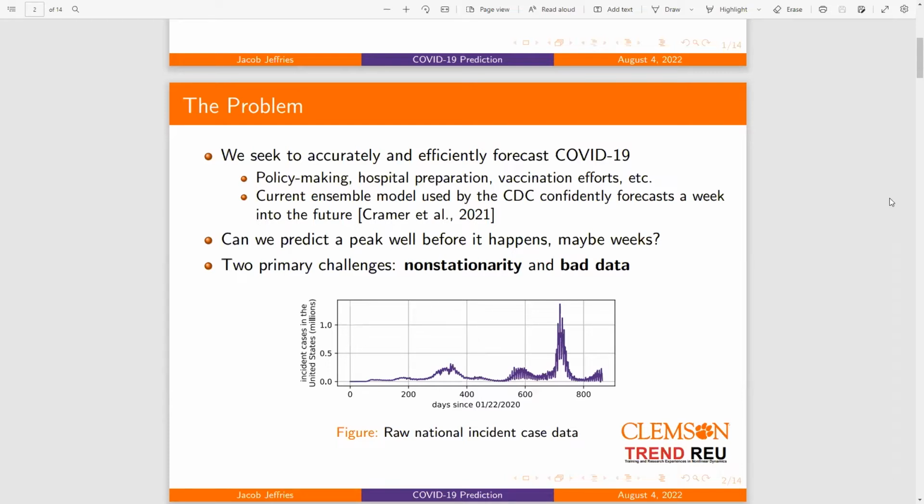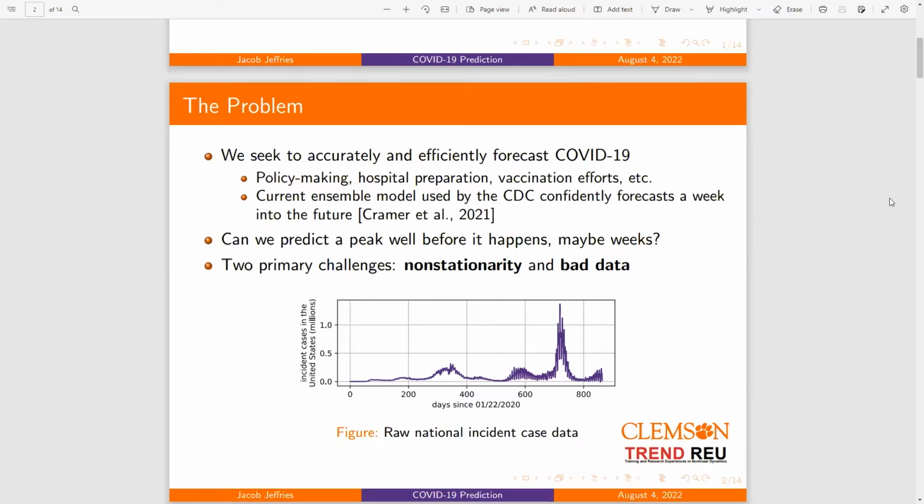In terms of non-stationarity, if we try to use past data to predict COVID, there are a lot of very flat regions. In general, the pandemic is changing. This plot is incident cases in the US, so new cases per day. If you're sick on one day, you're not counted as an incident case the next day. And this is days since the start of the pandemic, which is roughly January 22nd of 2020.